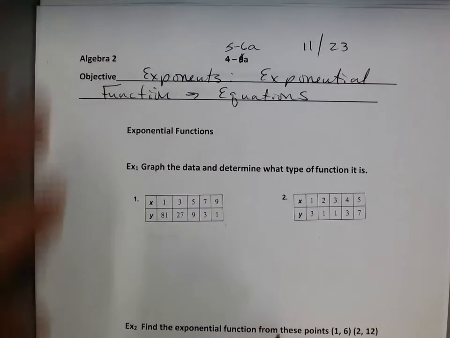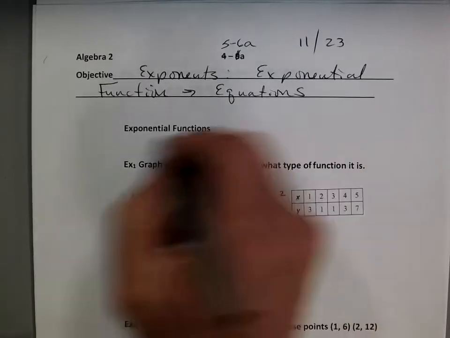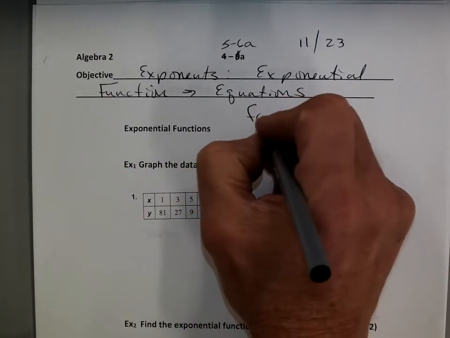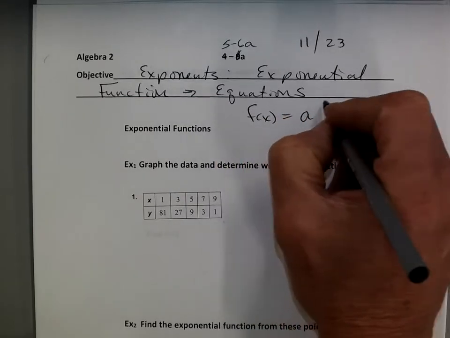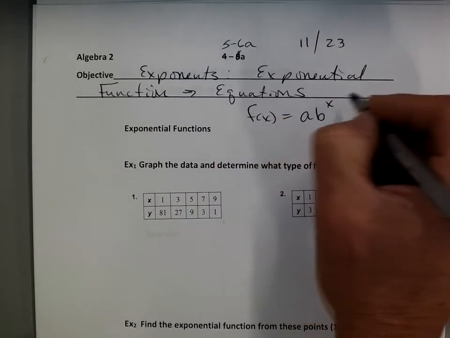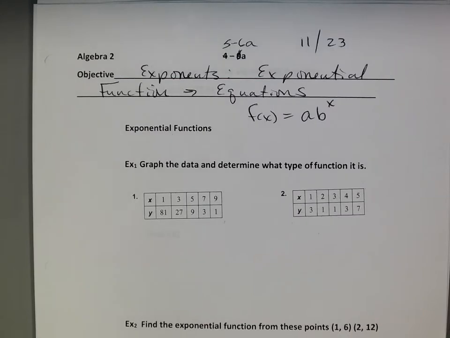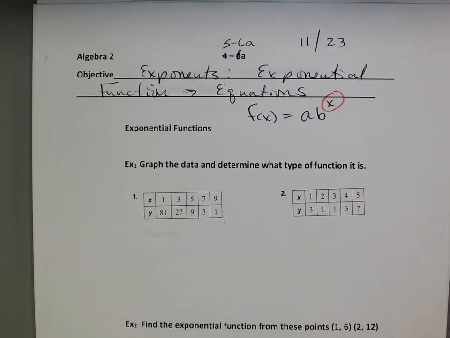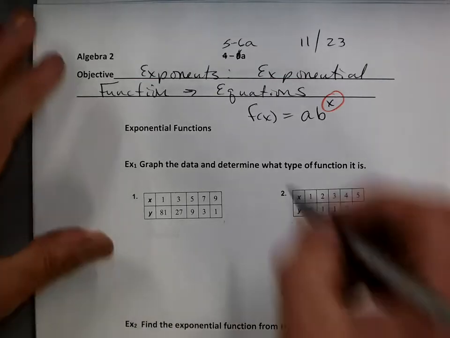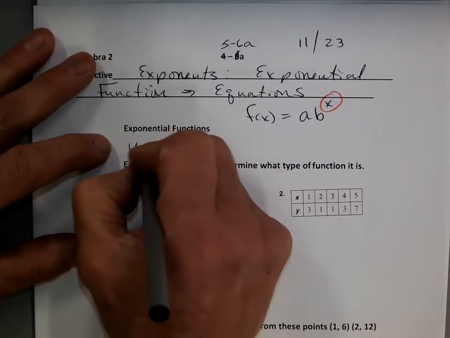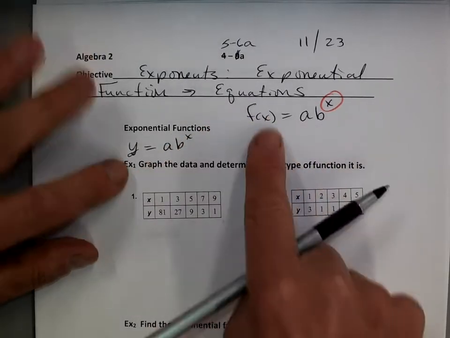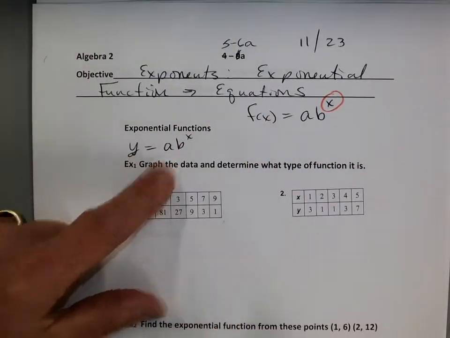So let's start right off here with the standard form. F of x equals a b to the x, and it's called exponential because, of course, the exponent's the x, right? That's why it's called exponential. Or y equals a b to the x. Same thing, right? F of x and y are the same thing. Now, here's exactly what we know.